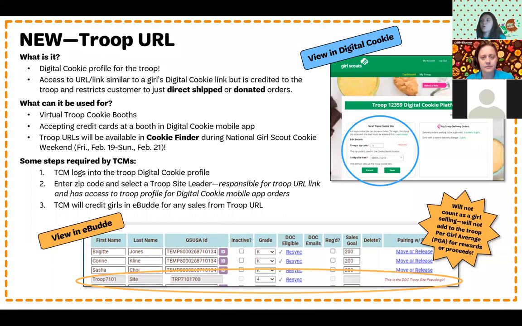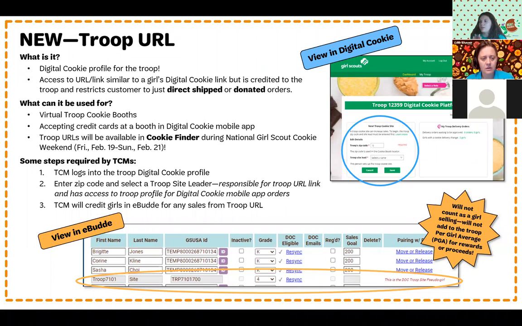And then TCMs will credit girls specifically in eBuddy from any sales from that troop URL. So they'll come into the troop URL, and then the TCM can evenly credit out the girls in eBuddy. This is kind of what it will look like in eBuddy. You'll see a fake troop girl listed on your girl roster. However, this will not count as a girl selling, and it will not add to the troop per girl average for rewards or proceeds.